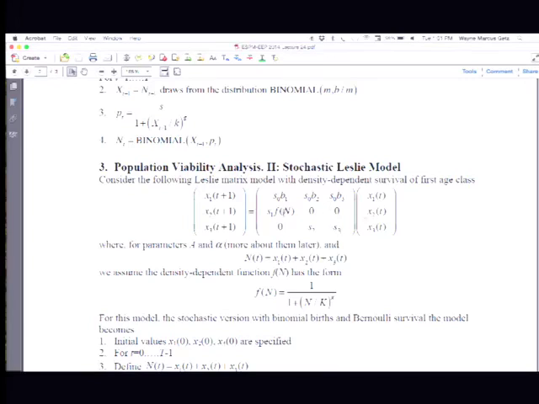Now what I'm saying here is that the density dependence depends on a variable, which I call n, which is the total population size. So I'm saying that n at time t is the number of young plus juveniles plus adults. And this is a very simple way of incorporating density dependence. The density dependence depends on the number of individuals.